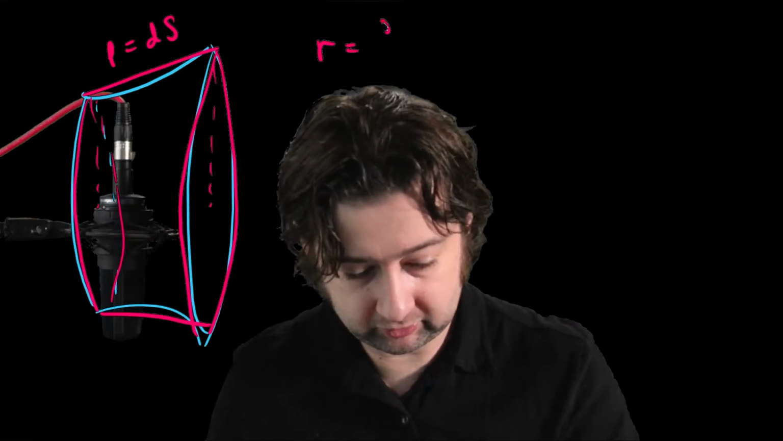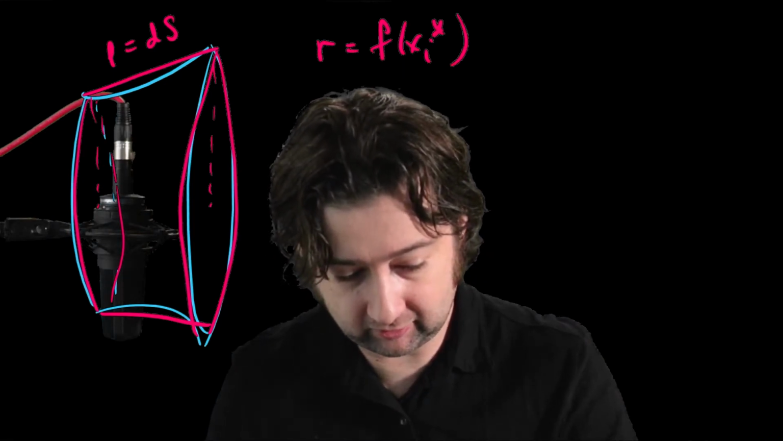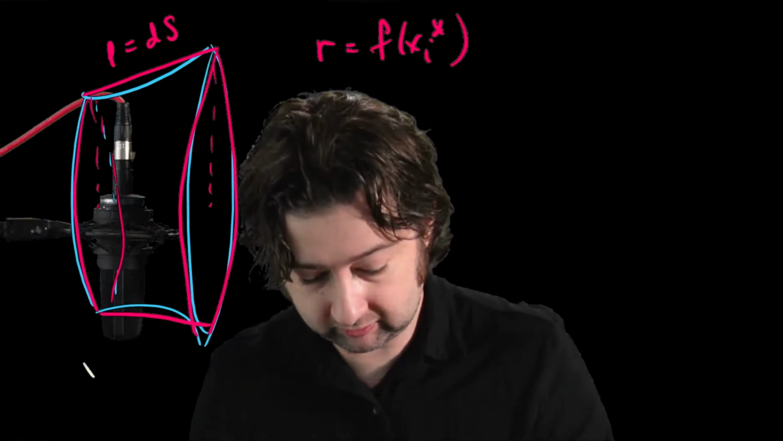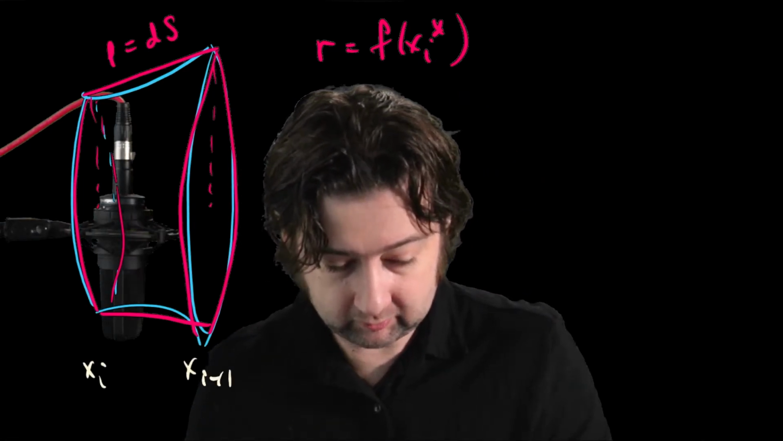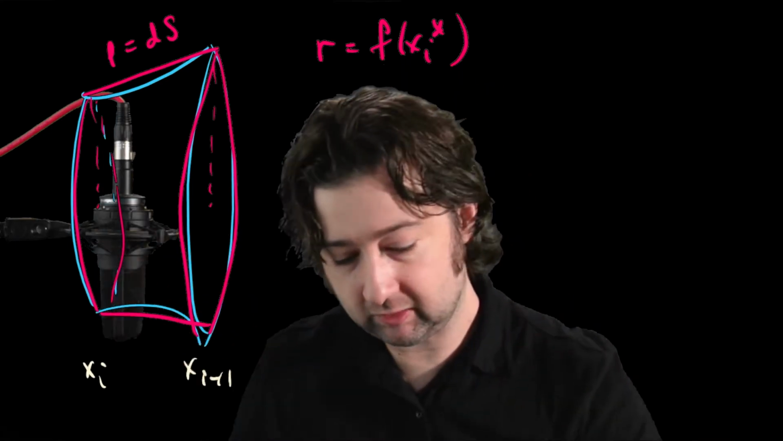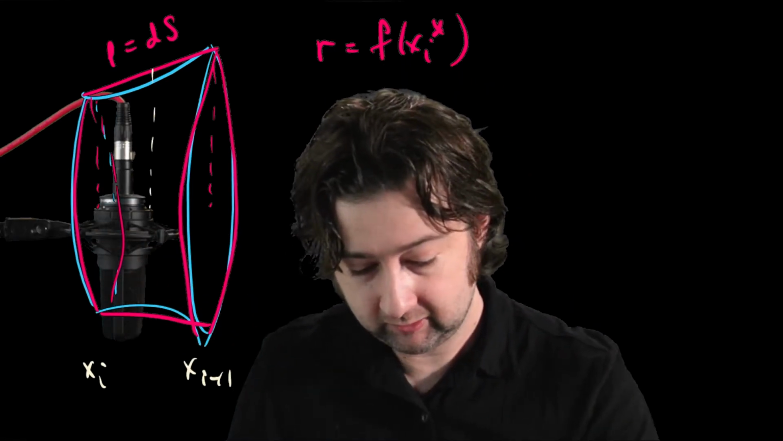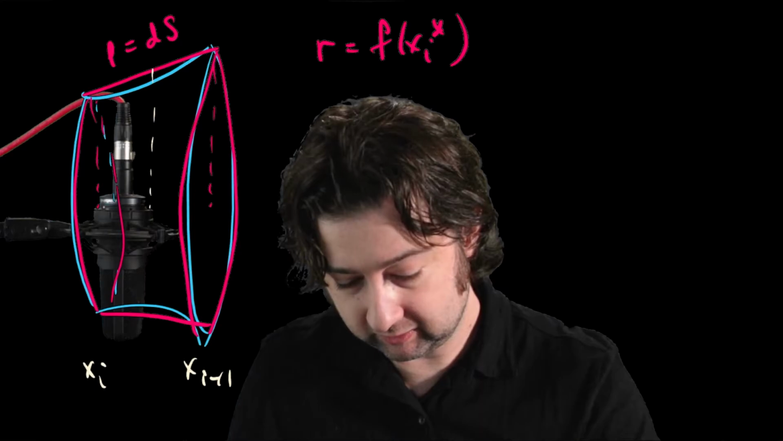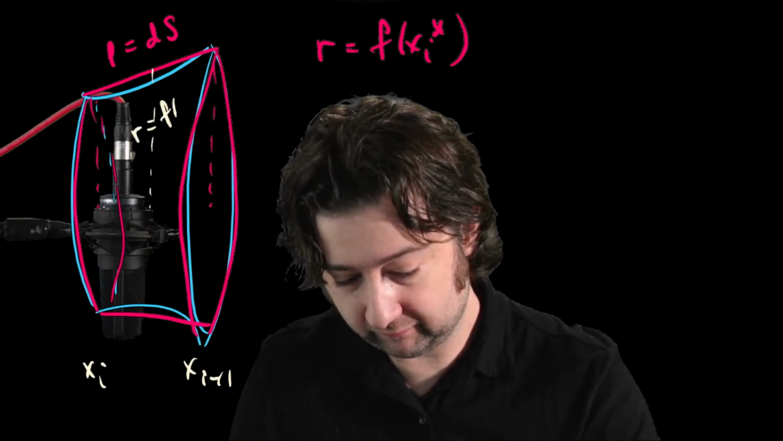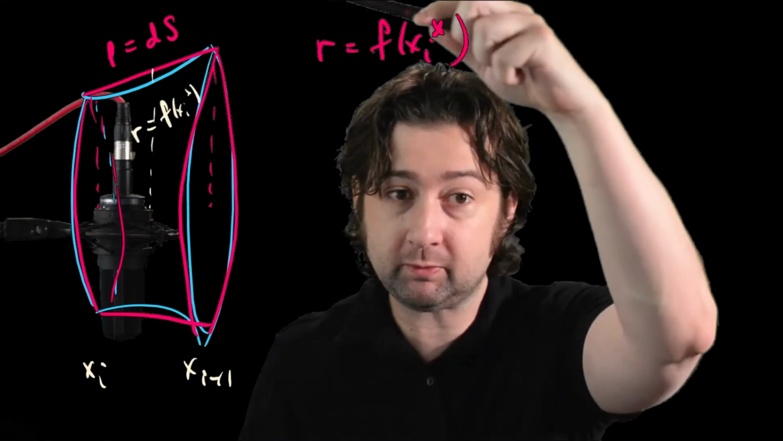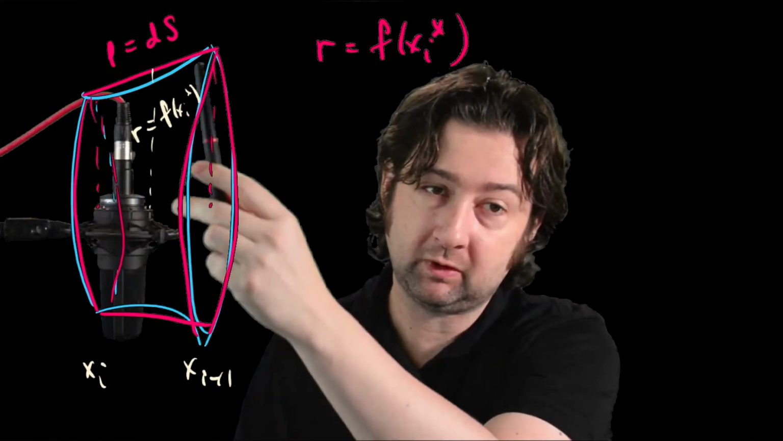If this is really skinny, then the radius is going to be very close to the average of this side and this side. So we're going to say that r is equal to f of xi star for some xi star between xi and xi plus 1. So somewhere in the middle here is this radius, this average radius. So we think of this height right here as being r is equal to f of xi star, because we're just going up to this function. Remember, this comes from the function.